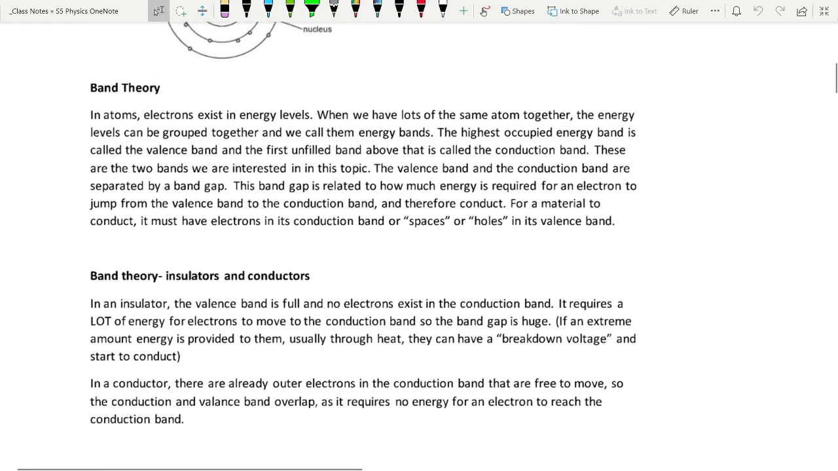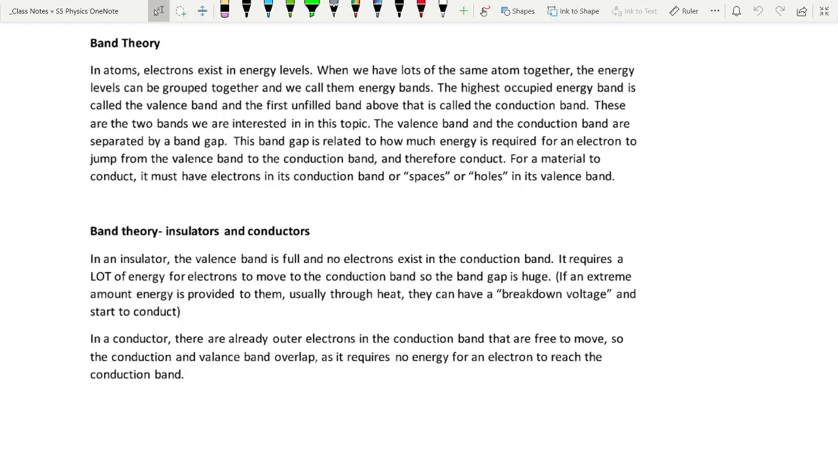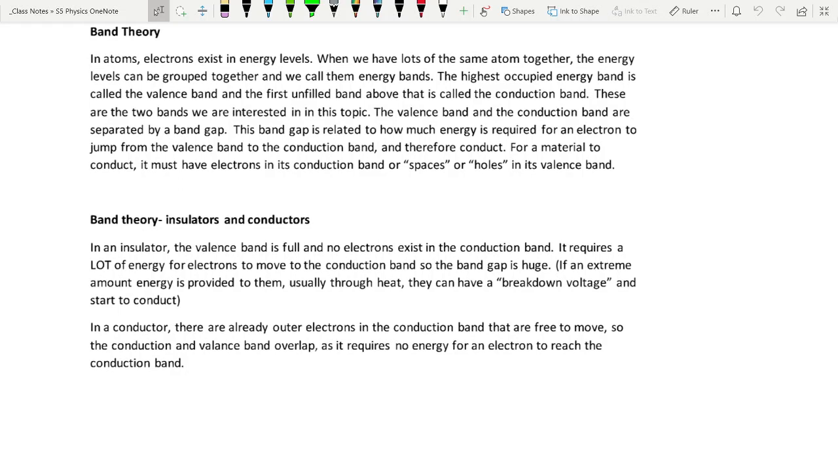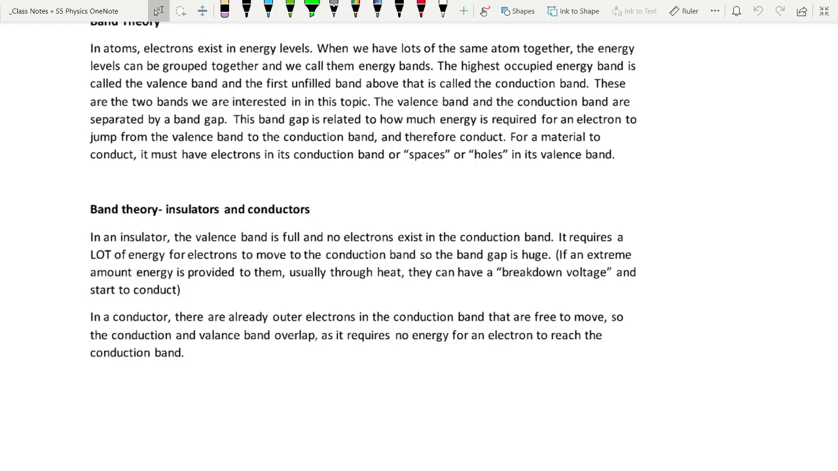Band theory. So instead of talking about individual atoms with individual energy levels, what we tend to do is stretch out those energy levels in lots and lots of different atoms, and we call them bands rather than lots of energy levels. So in atoms, electrons exist in energy levels. When we have lots of the same atom together, the energy levels can be grouped together. We call them energy bands. And the highest occupied band, that's a fully occupied band, is called the valence band. So that's one if it's full. And the one above that is called a conduction band. Okay, so that's quite often either empty or got a few electrons in it that can move.